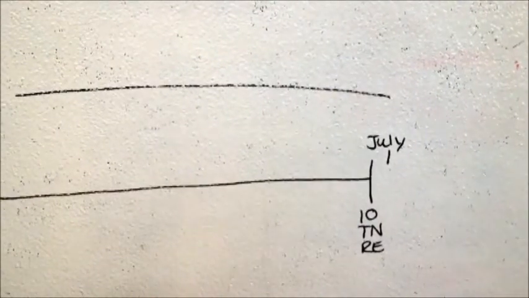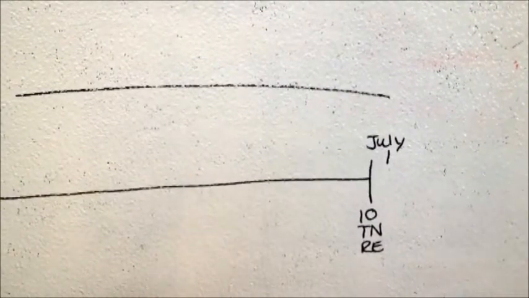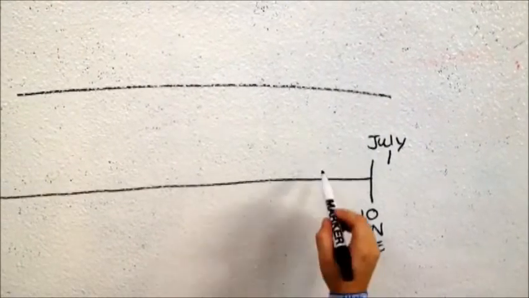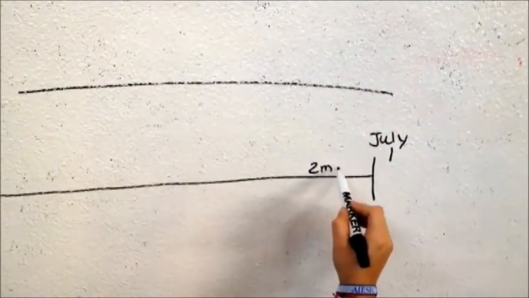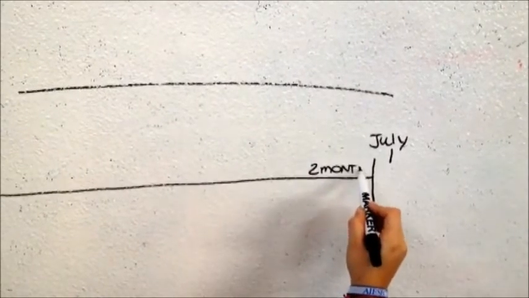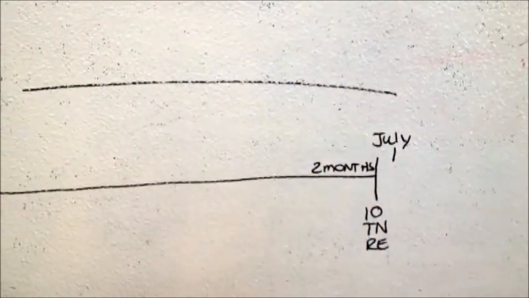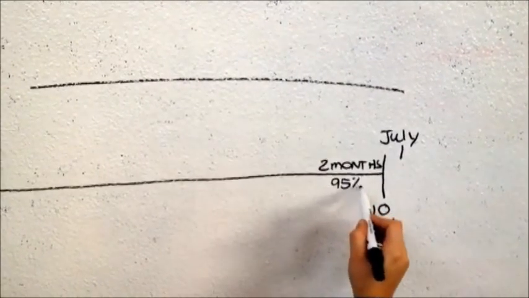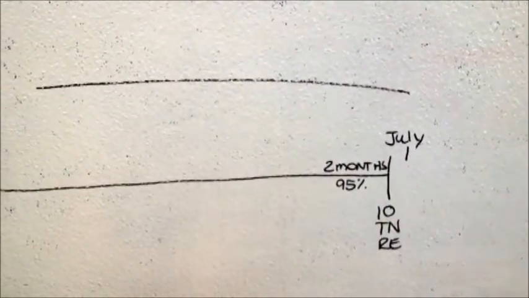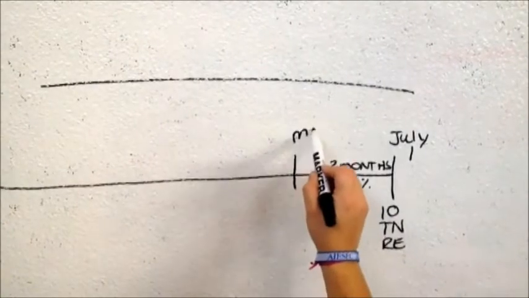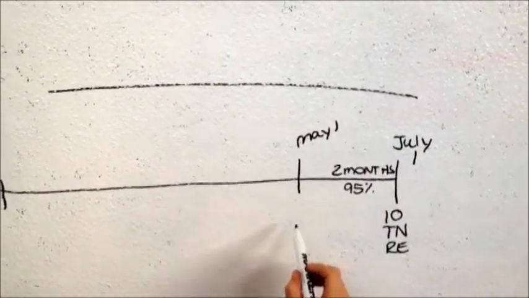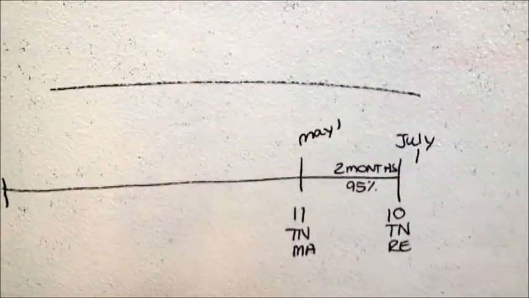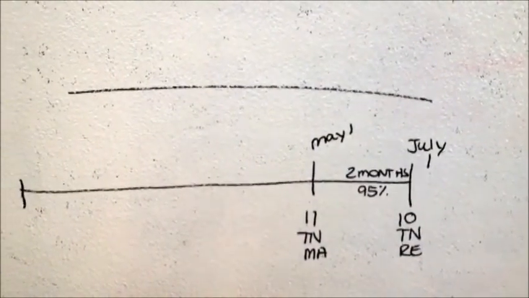The first thing I should be asking myself is how long does it normally take for a TN that's unmatched to become realized? And I find that that's actually 2 months. And then looking at historical results, I noticed that 95% of my TNs that have been on match were realized. I now know that by May 1st, I need to make sure I have 11 TNs on match in order to get my 10 TNs realized by July.